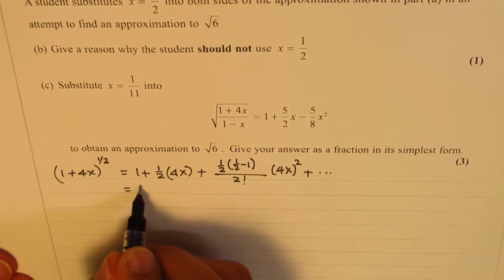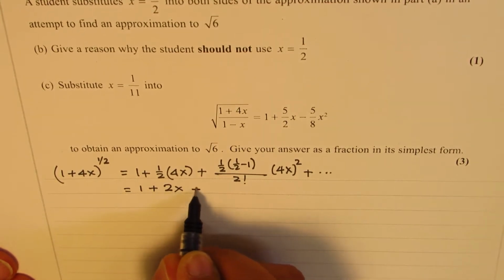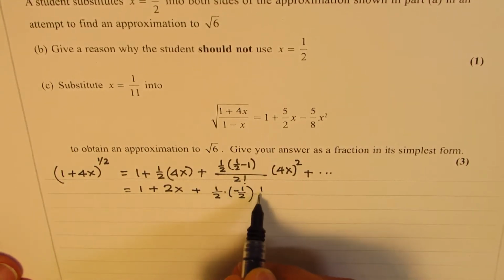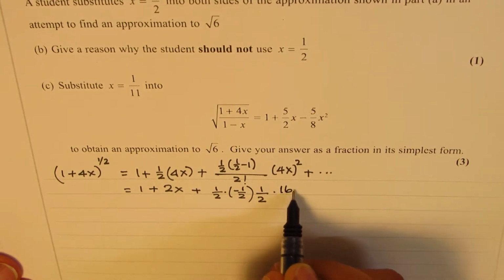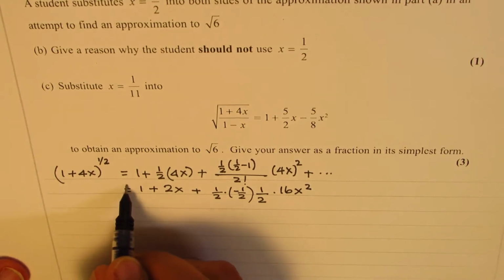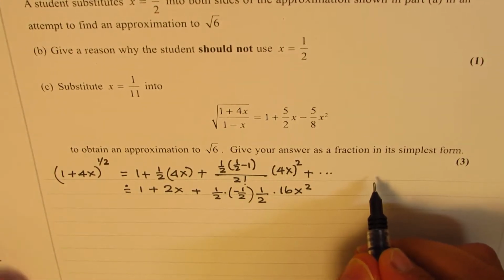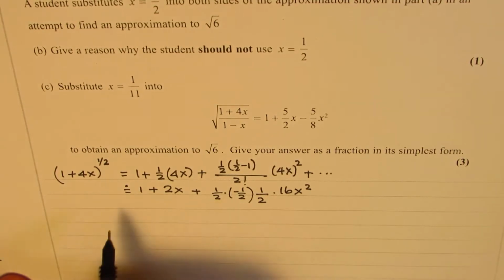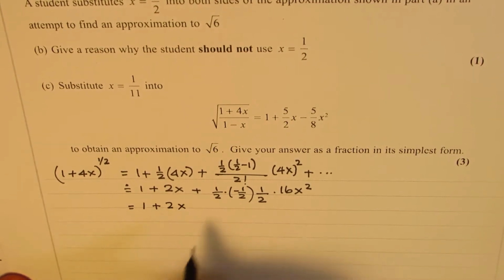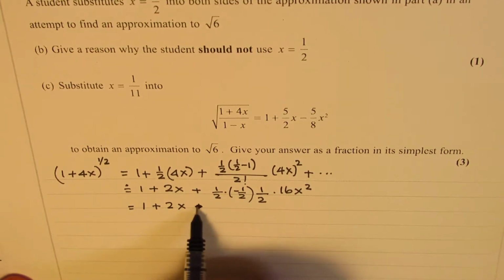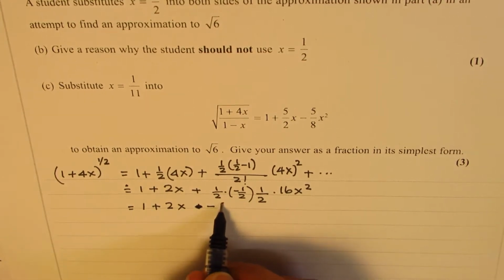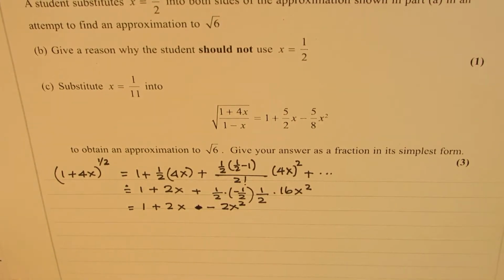Now let's simplify this. What we get here is 1 plus 2x, plus half times minus half, and 1 over 2 factorial is 1 over 2, and that gives you 16x squared. We are neglecting the other terms, since 4x is very small. So that gives you 1 plus 2x plus, now actually it becomes minus because of this minus, 2 times 2 times 2 is 8, 16 divided by 8 will give you 2x squared. Perfect.